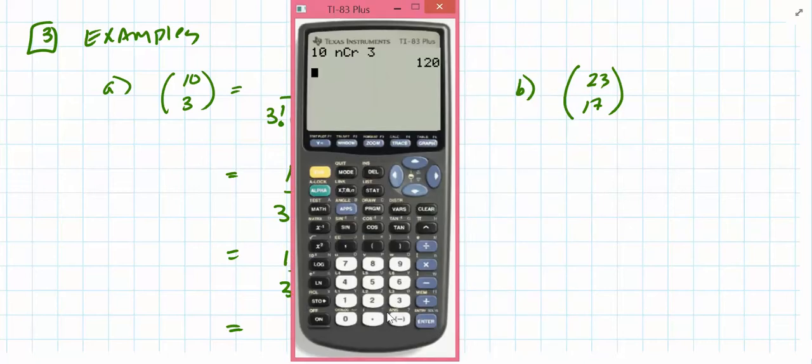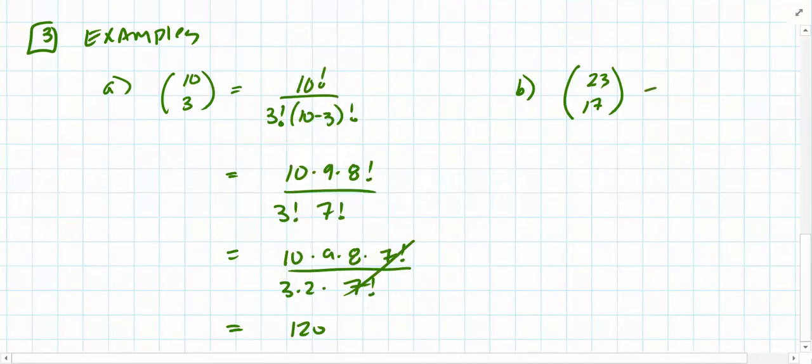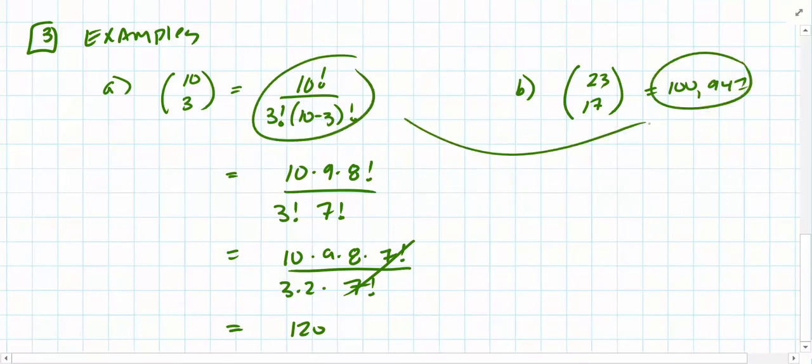So for part B, let's do 23 math choose 17. And notice we're getting 100,947. You need to know both the formula and how to do it on the calculator as well.